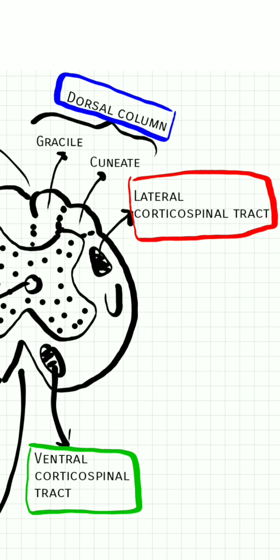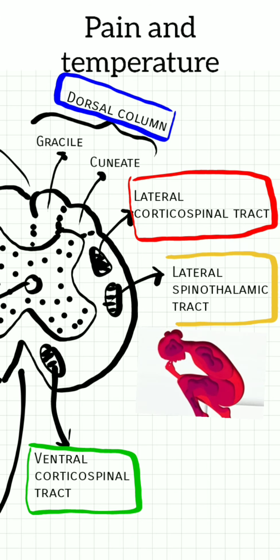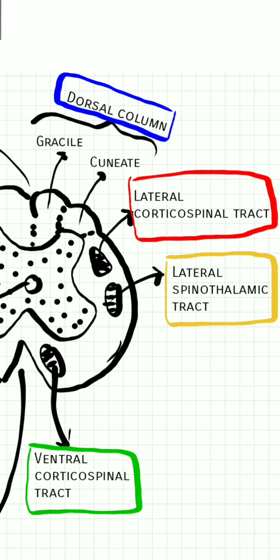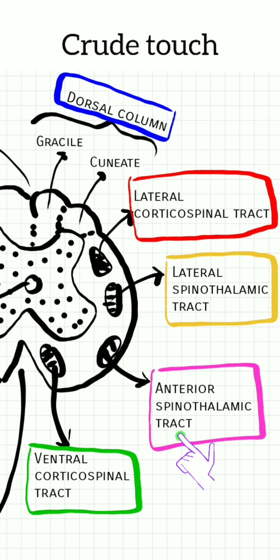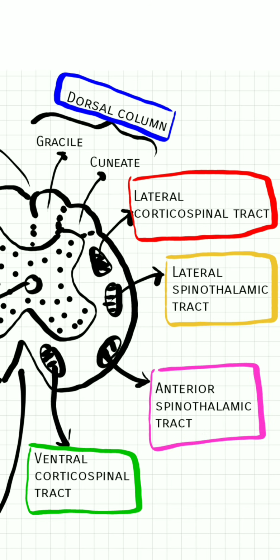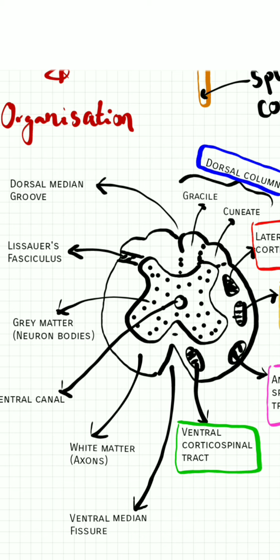Back at the side, we have lateral spinothalamic tract that conveys impulses for pain and temperature. And at the front, we have anterior spinothalamic tract that conveys impulses of crude touch from the body to the brain. Up here we have the lissauer's fasciculus or posterolateral tract that conveys impulses of pain, temperature and light touch.